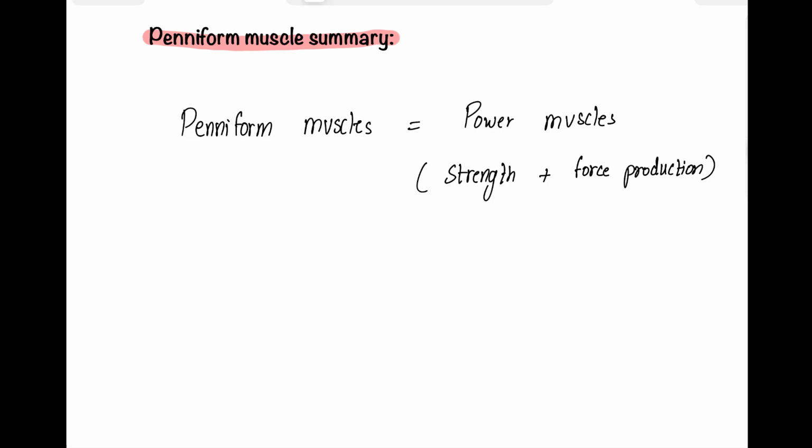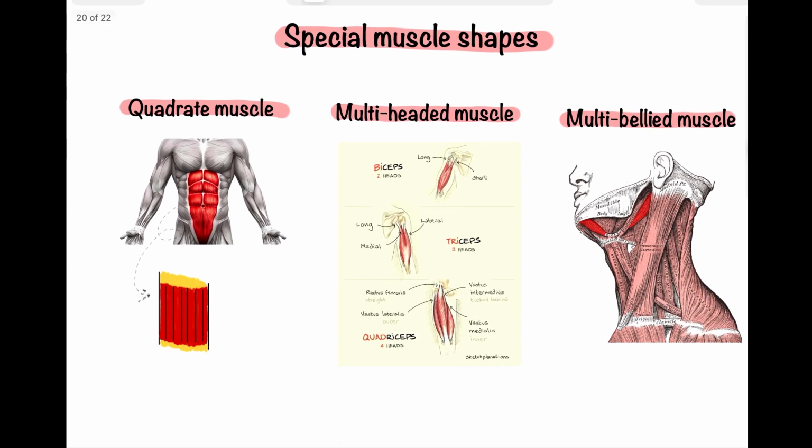Apart from this, there are special muscle shapes, which are quadrate muscle, multi-headed muscle and multi-bellied muscles. Quadrate muscle has 4 equal sides. The example is rectus abdominis muscle. And multi-headed muscles have more than one origin. Examples: biceps which has 2 heads, triceps which has 3 heads and quadriceps which has 4 heads.